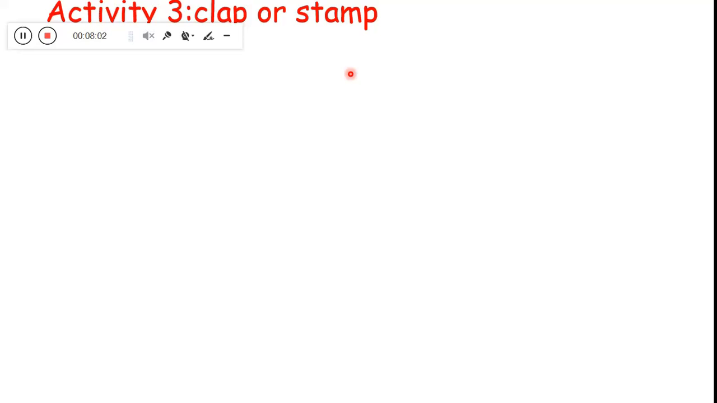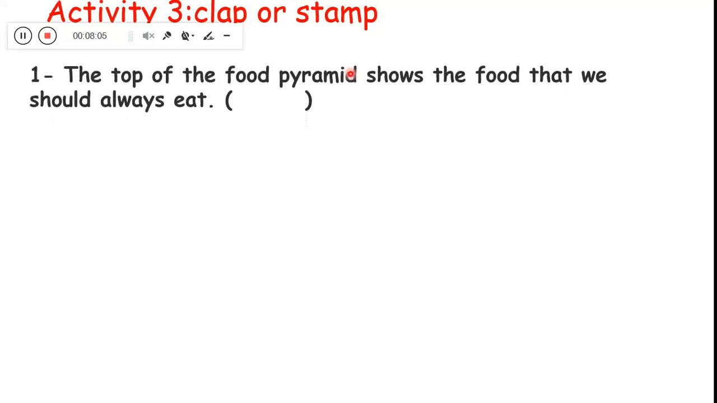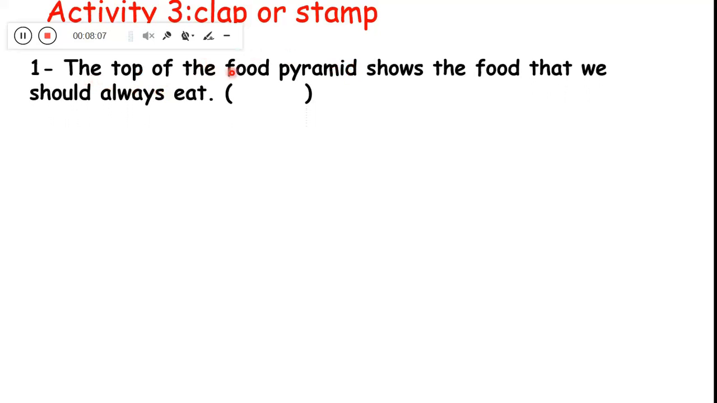Let's see the first sentence. The first sentence is: the top of the food pyramid shows the food that we should always eat. What do you think? Are you going to clap or stamp? 1, 2, 3. The right answer is you should stamp your feet.